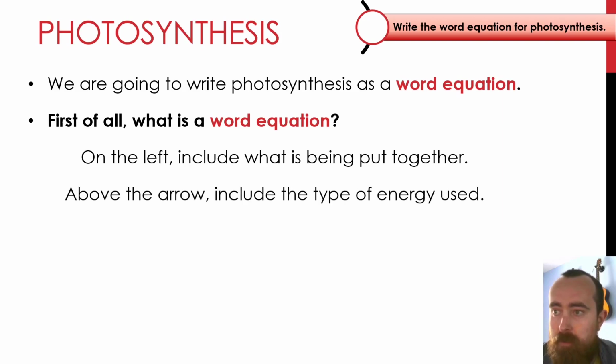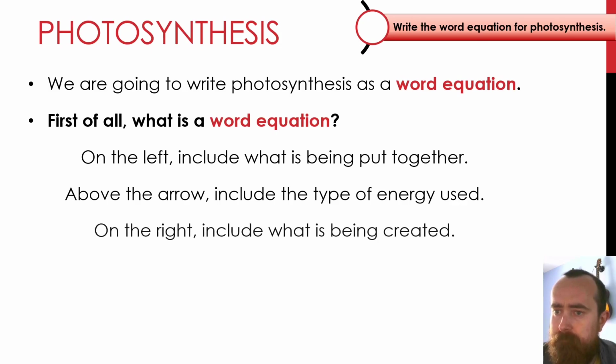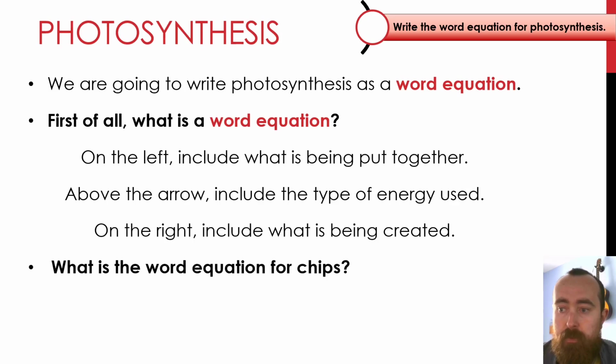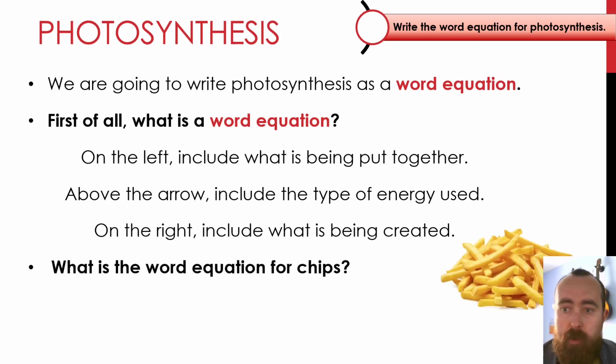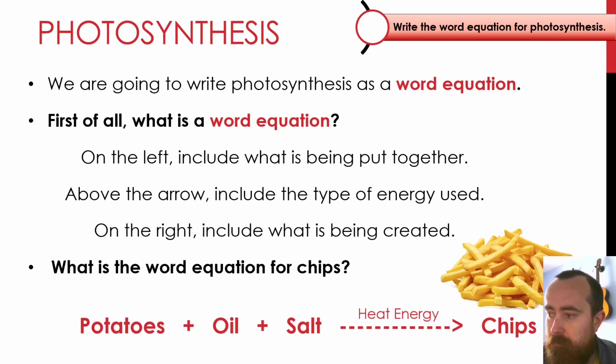We have an arrow in this particular type of word equation, and above that, we put the type of energy being used. In the case of photosynthesis, that would be light energy. On the right-hand side, we have what is being created. So I have a bit of an example for you. What is the word equation for chips? So the word equation for chips would be something along the lines of potatoes plus oil plus salt. And then we have this arrow, and above the arrow we put heat energy, and that creates chips.